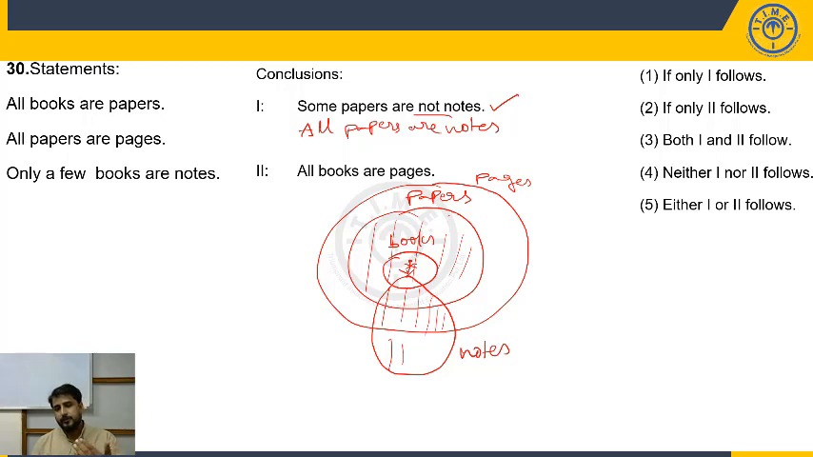So when you try to place papers within the notes, books will come inside the notes, but some part of the books has to be outside the notes. So can I place papers within the notes? Not possible. So I cannot draw the alternate diagram. If we can't draw the alternate diagram, it will still remain true. So one follows. Is it all books are pages? Yes. All books are within the pages. So true. So both 1 and 2 follow. Choice 3.